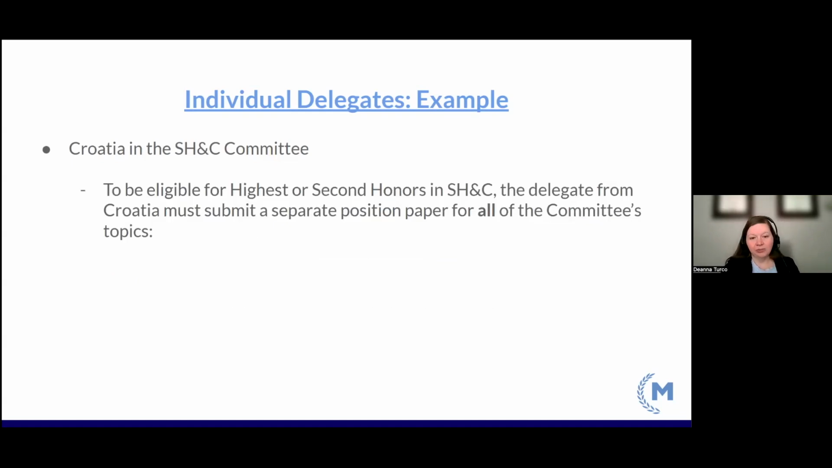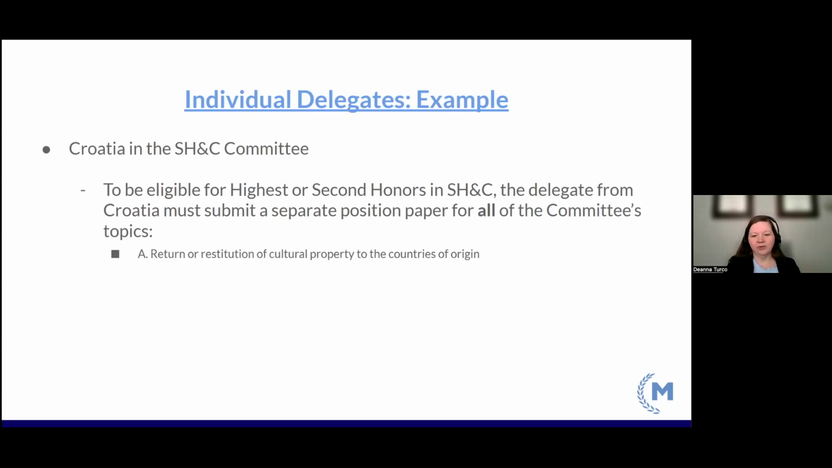Another example, just to shine this light right on through, is let's say you're Croatia in the SH&C, Social, Humanitarian, and Cultural Committee. To be eligible for any award, highest or second honors in SH&C, the delegate from Croatia must submit a separate position paper for all of the committee's topics.